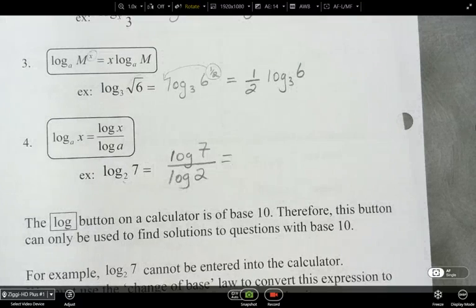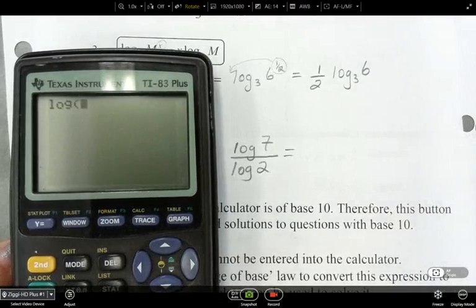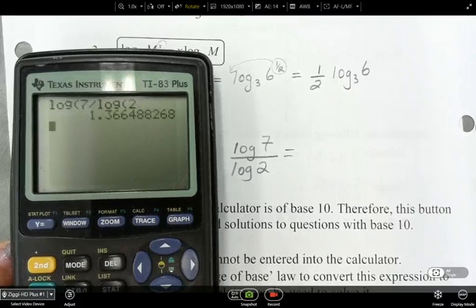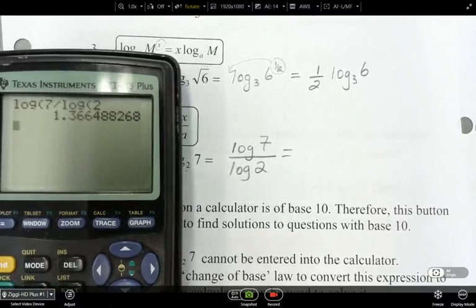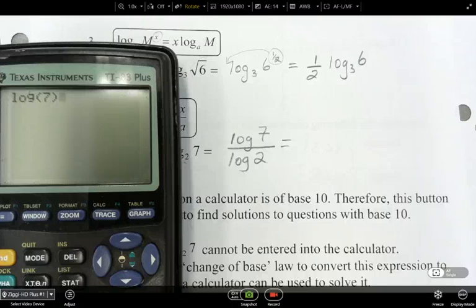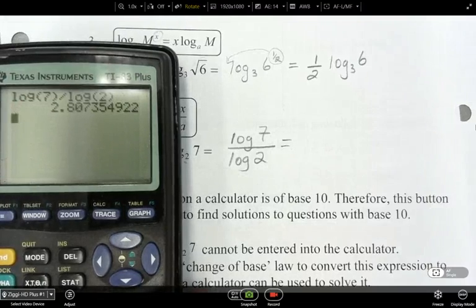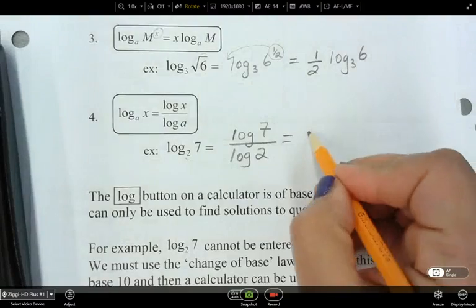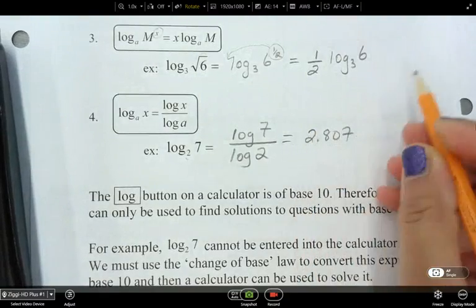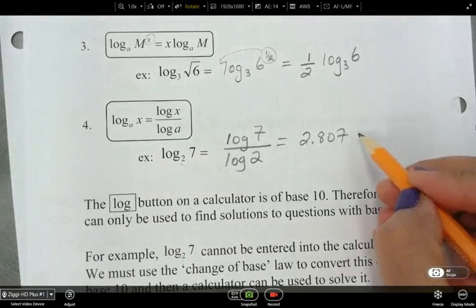So when we put this into our calculator, we could do something like log 7 divided by log 2, and hang on, I messed up my brackets here. So log 7, I have to close that bracket, divided by log 2, and then close that bracket. The problem before was that I left that bracket open. So this is 2.807, rounded to 3 decimal places.